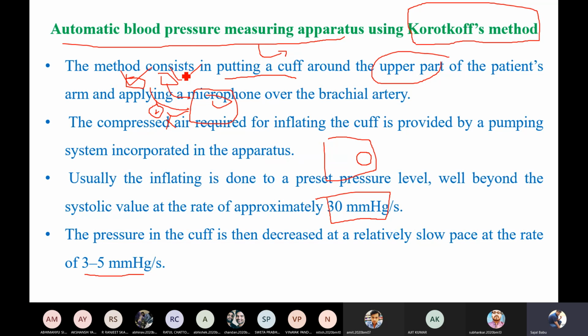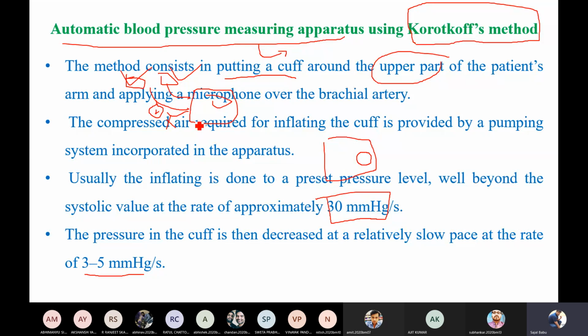Here you have a microphone, right? Once the microphone listens to or gets the Korotkoff sound, it will immediately give a signal to the microcontroller to record the corresponding pressure. As the pressure is continuously getting displayed, whenever the microcontroller gets the signal that the Korotkoff sound has begun, whatever pressure it is getting from the pressure sensor, it will store in the memory, and it will store that pressure with the name of systole.